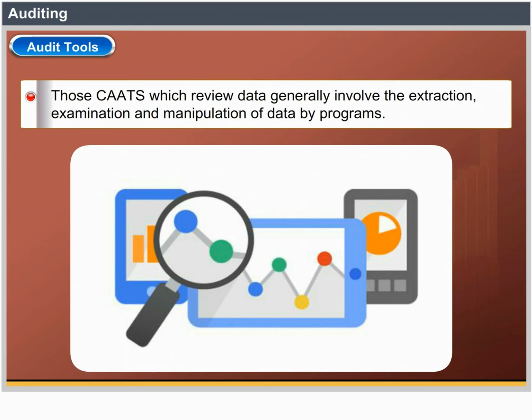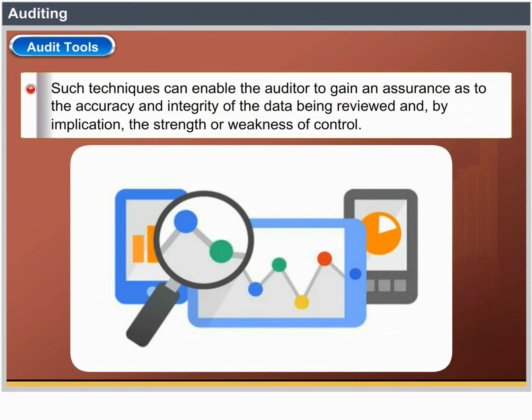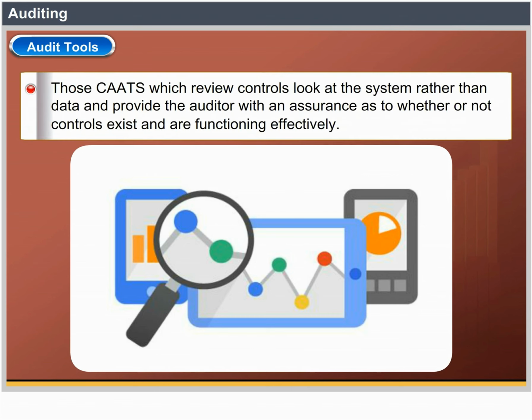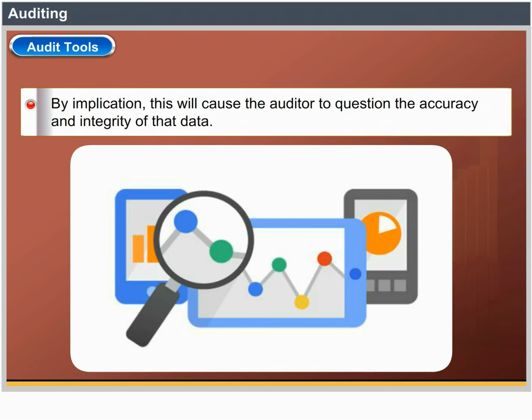Those CATs which review data generally involve the extraction, examination, and manipulation of data by programs. Such techniques can enable the auditor to gain an assurance as to the accuracy and integrity of the data being reviewed and, by implication, the strength or weakness of control. Those CATs which review controls look at the system rather than data and provide the auditor with an assurance as to whether or not controls exist and are functioning effectively. By implication, this will cause the auditor to question the accuracy and integrity of that data.